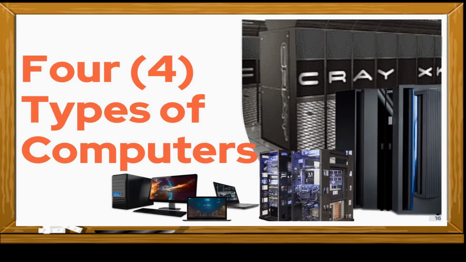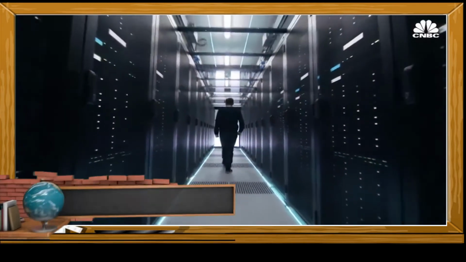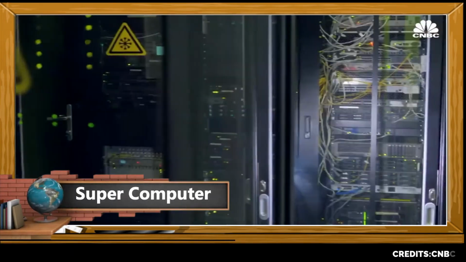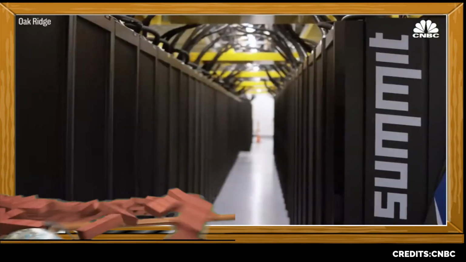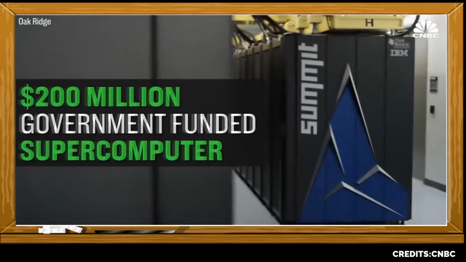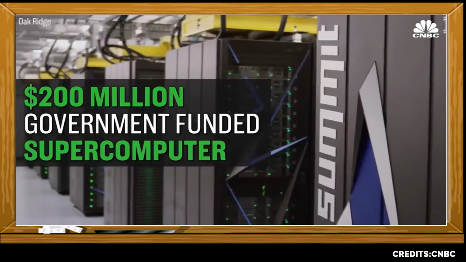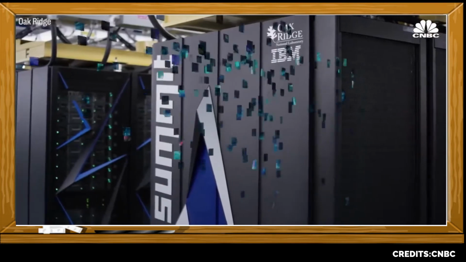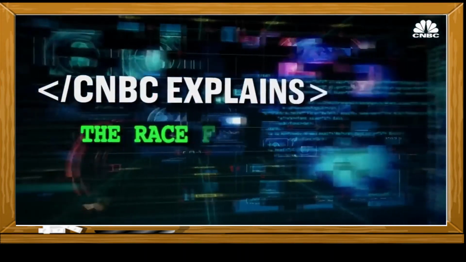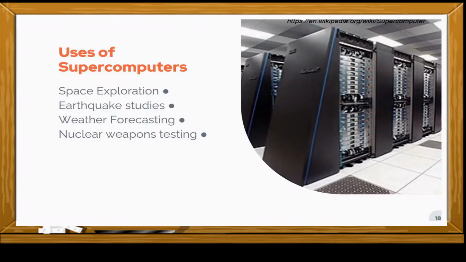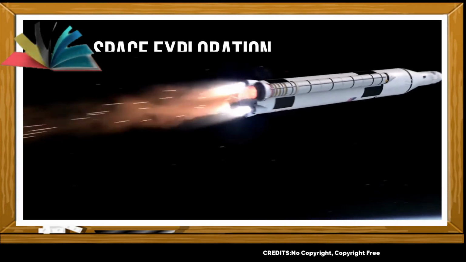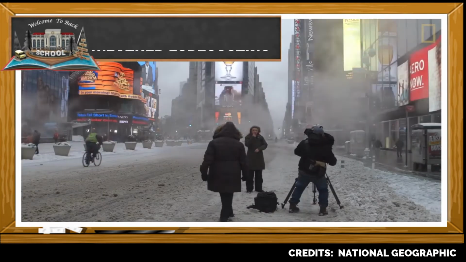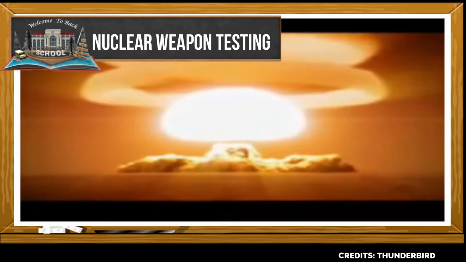The 4 types of computers are the following. First is the supercomputer. The most powerful computers in terms of performance and data processing are the supercomputers. These are specialized and task-specific computers used by large organizations. The uses of supercomputers are the following: space exploration, earthquake studies, weather forecasting, and nuclear weapons testing.